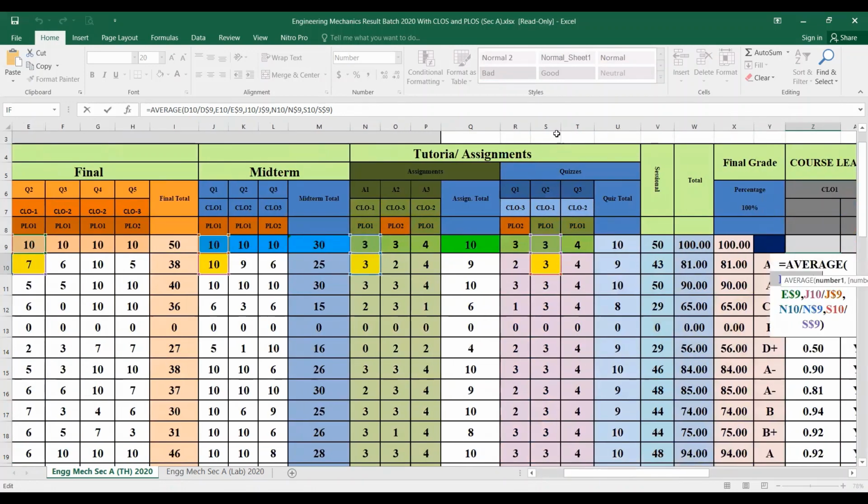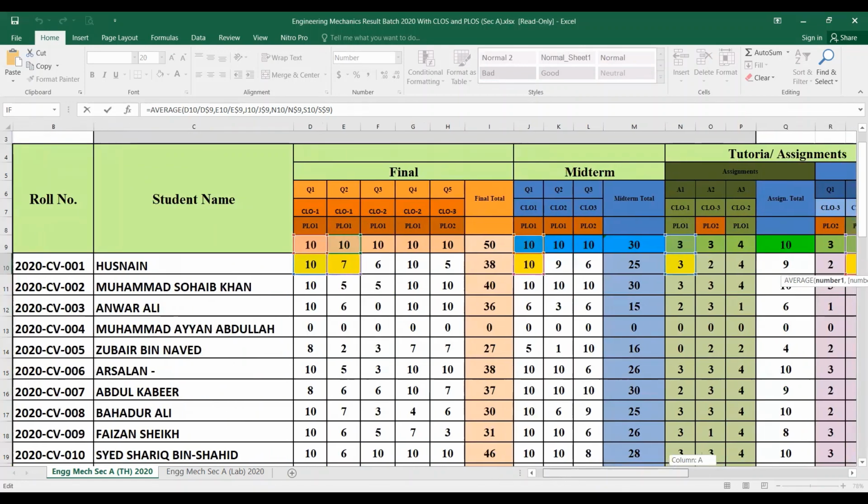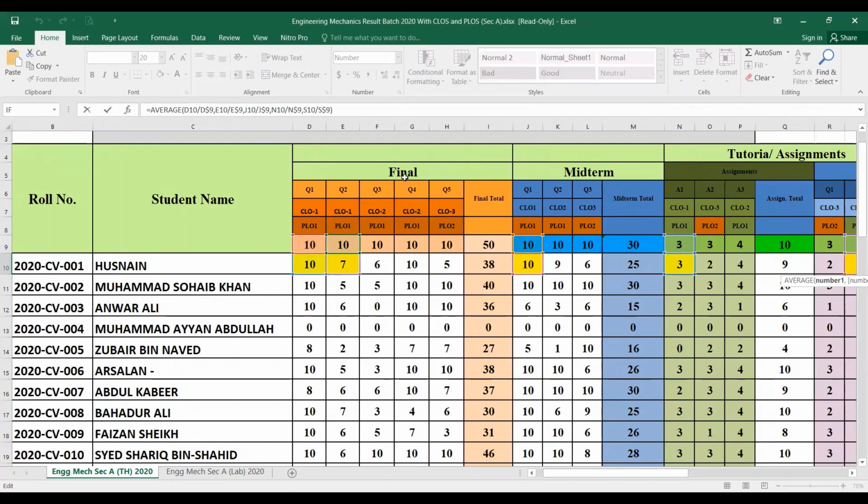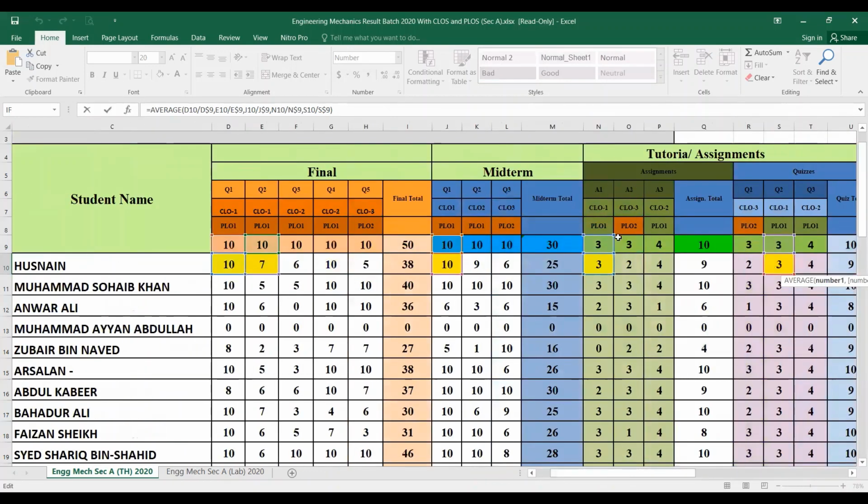And the next, S10 divided by S$9. So how many questions of the CLO1? Two questions in the final were mapped with the CLO1. One question of the midterm was mapped with the CLO1. And then assignment 1 was mapped with the CLO1.